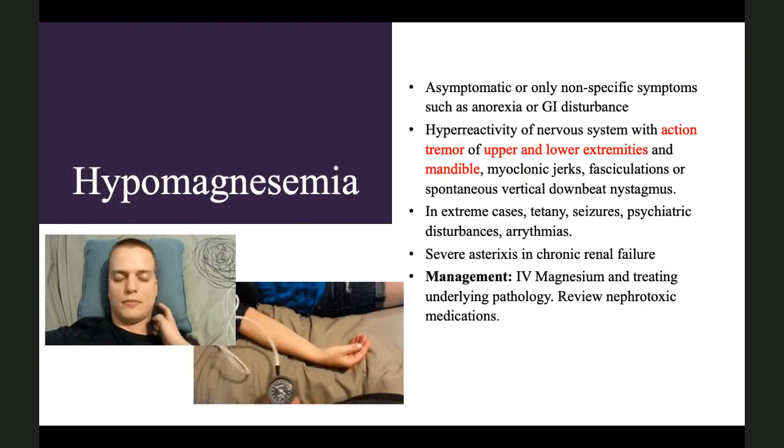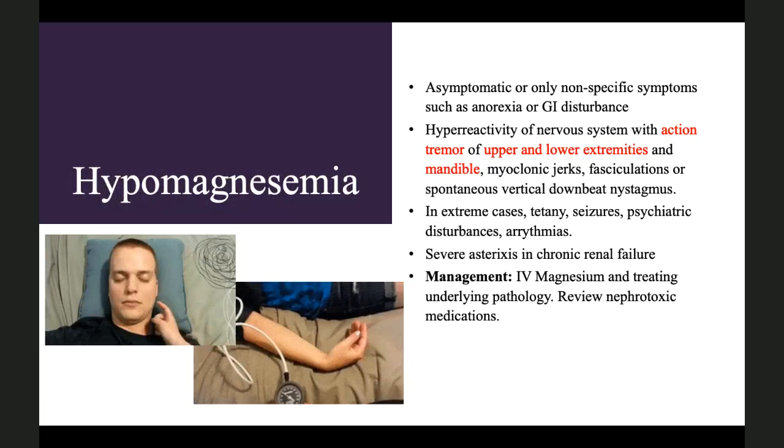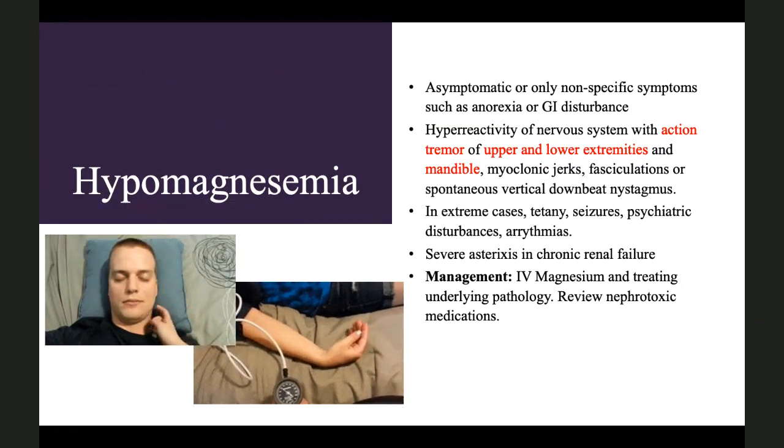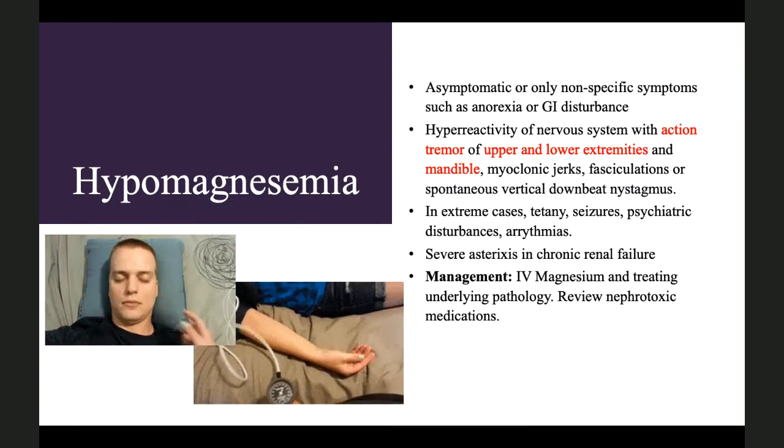Commonly, it can be asymptomatic or present with nonspecific symptoms, but occasionally we do see an action tremor of the upper and lower extremities and mandible. It can also have myoclonic jerks, fasciculations, and vertical downbeat nystagmus. All of these occur from hyperreactivity of the nervous system. And we can see the Chvostek and Trousseau signs in these pictures here. In extreme cases, it can cause tetany, seizures, psychiatric disturbances, and arrhythmias.